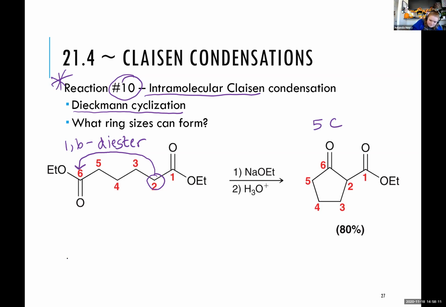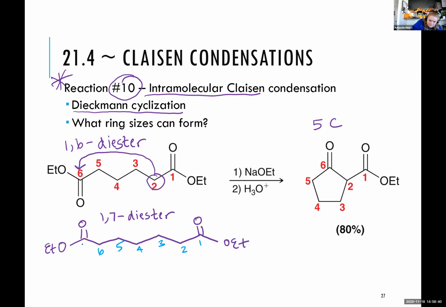The other option is a 1,7 diester. See if I counted right. And a 1,7 diester will give us a 6-carbon ring. So same reagents. And notice that almost all of these have had ethoxide on them. It's just very common to use that. But if it was a propoxide or a methoxide, those are completely okay. That's just what you would have to use for your base then.